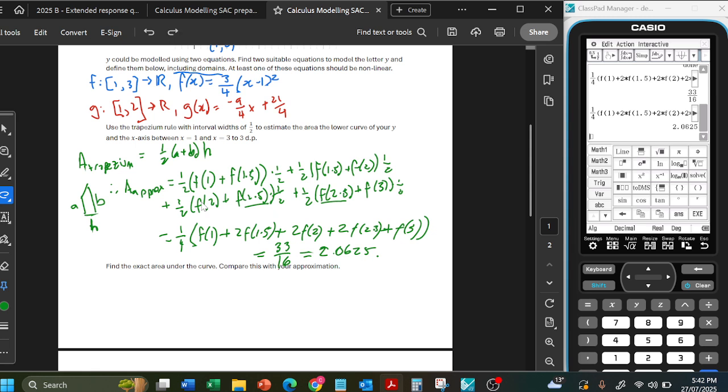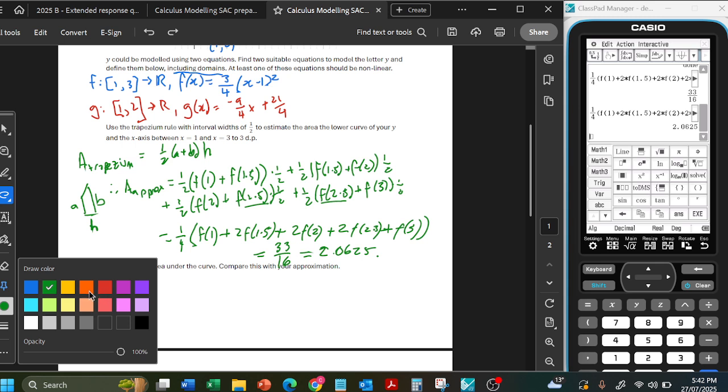and I'll double check it. And of course, we can also check it for ourselves by comparing it with our answer to the next question, which is, what is the exact area under the curve? So I'm going to use a different color for this.